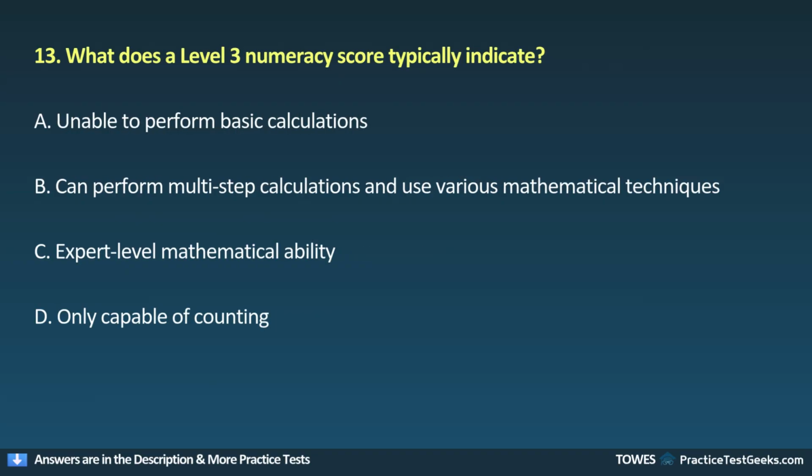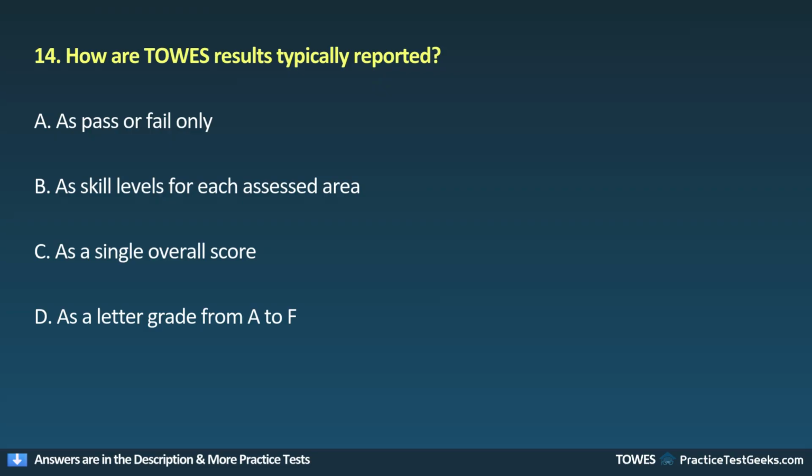13. What does a Level 3 numeracy score typically indicate? A. Unable to perform basic calculations. B. Can perform multi-step calculations and use various mathematical techniques. C. Expert-level mathematical ability. D. Only capable of counting.